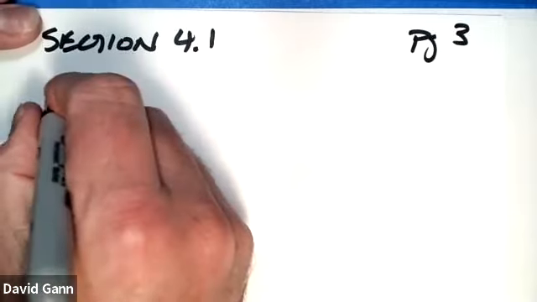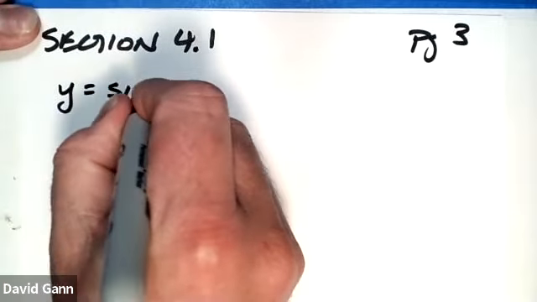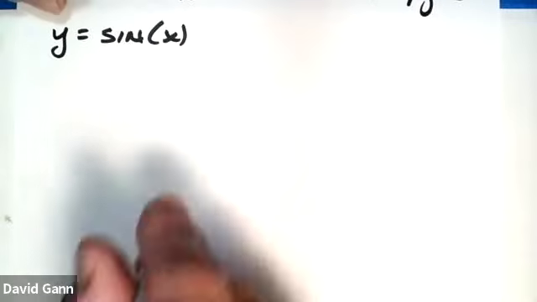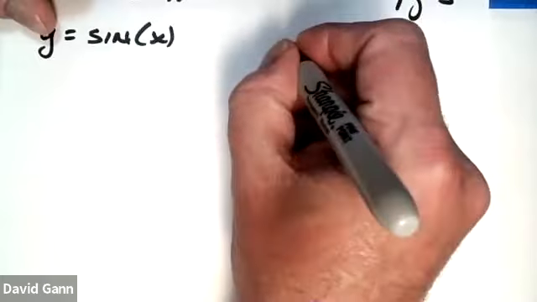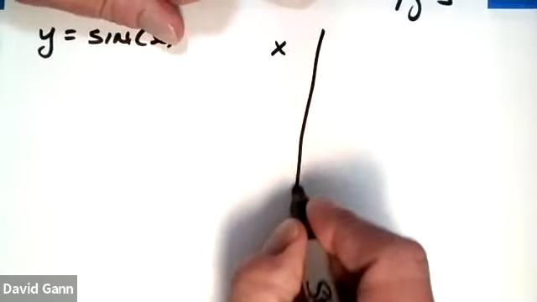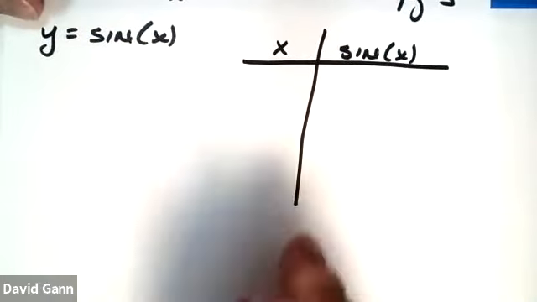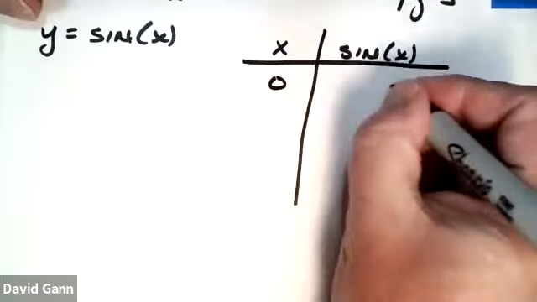So let's consider the function y equal sine of x. And we don't know all the values of sine for a given value of x. We can use a calculator, but let's use the ones that we actually know. So I'm going to create this point table. So x, sine of x. So for 0, sine of 0 is equal to 0.